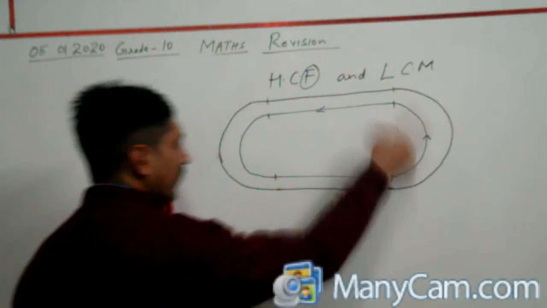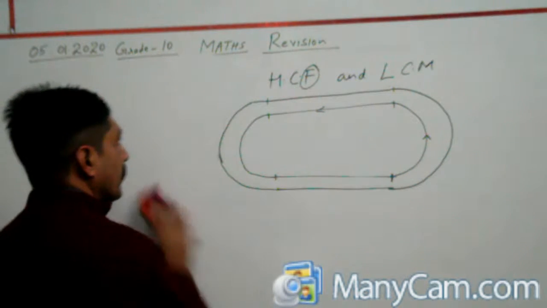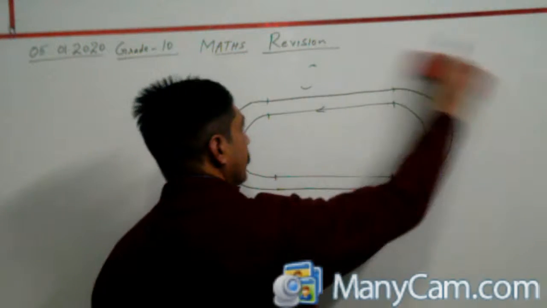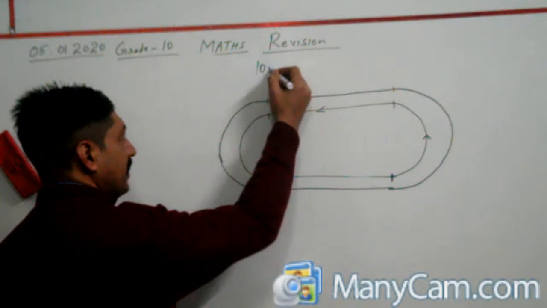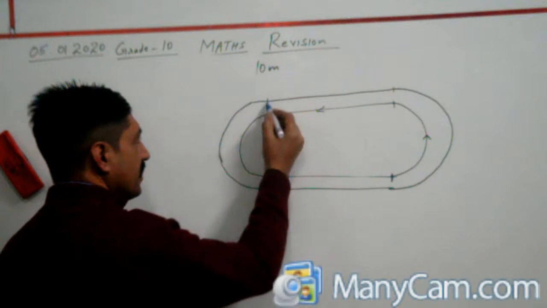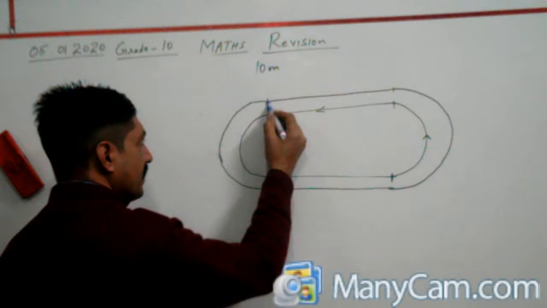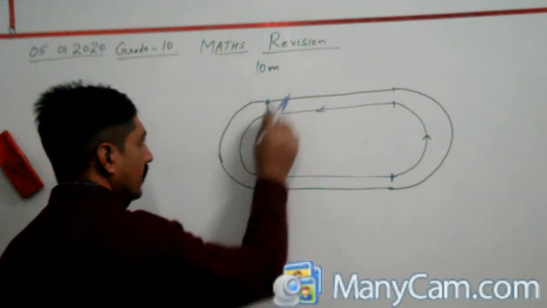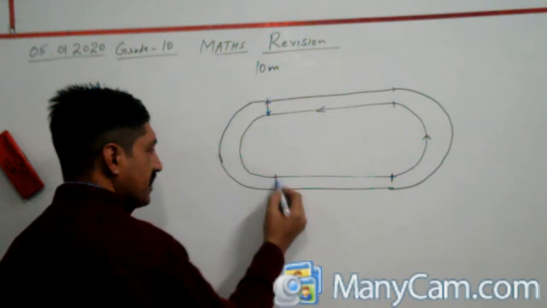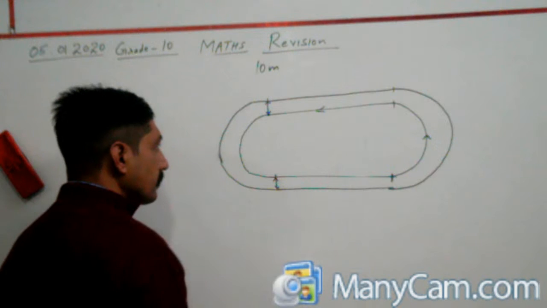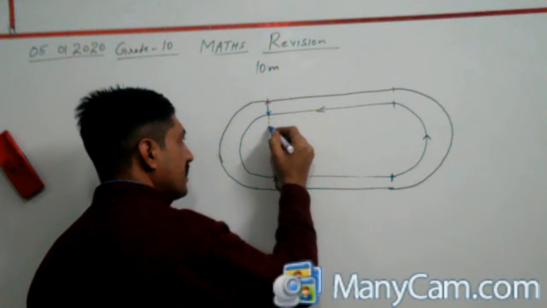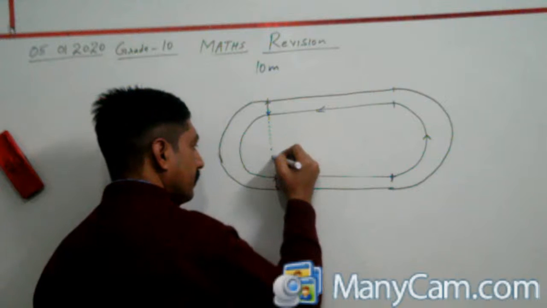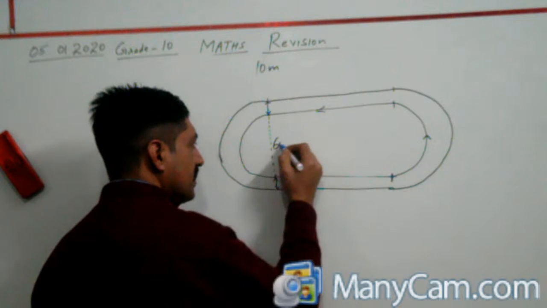The width of the track is 10 meters. This distance here, exactly here, is 10 meters. And the distance to the inner track is 60 meters.